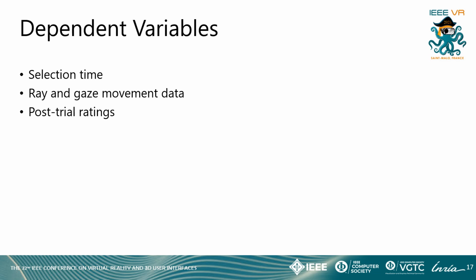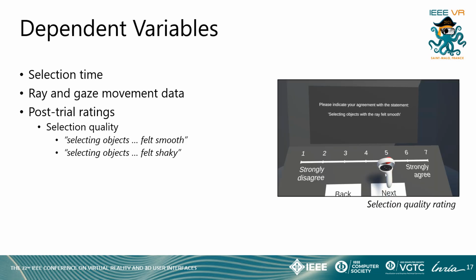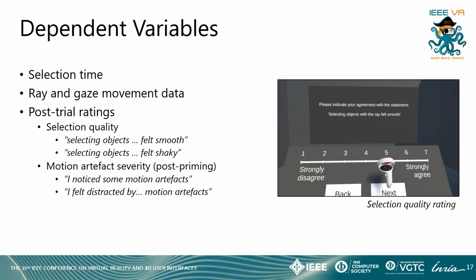After each trial, participants rated whether selecting objects with the ray felt smooth or shaky, that is, less stable. And after the primer on motion artifacts, they were also asked whether they noticed motion artifacts and whether they were distracted by them.